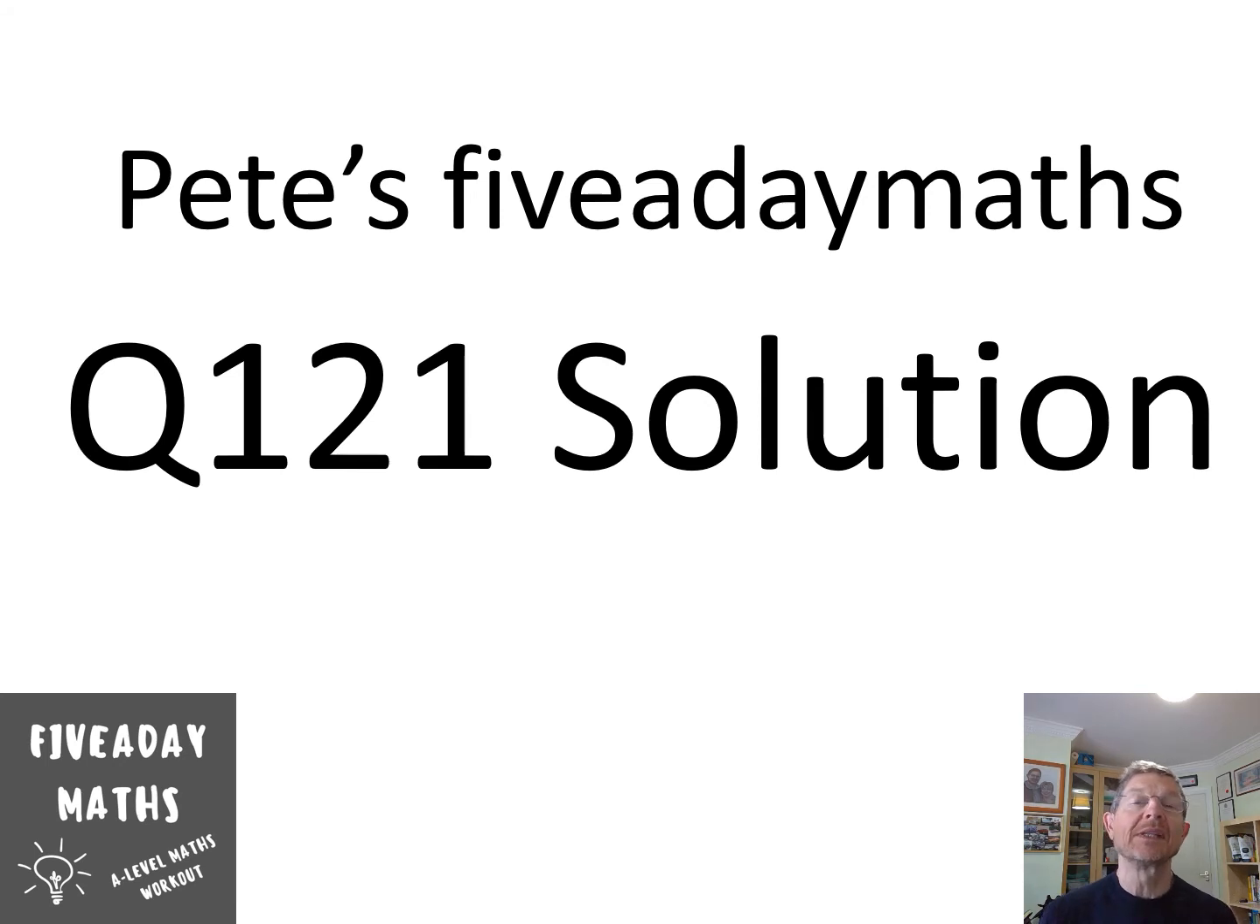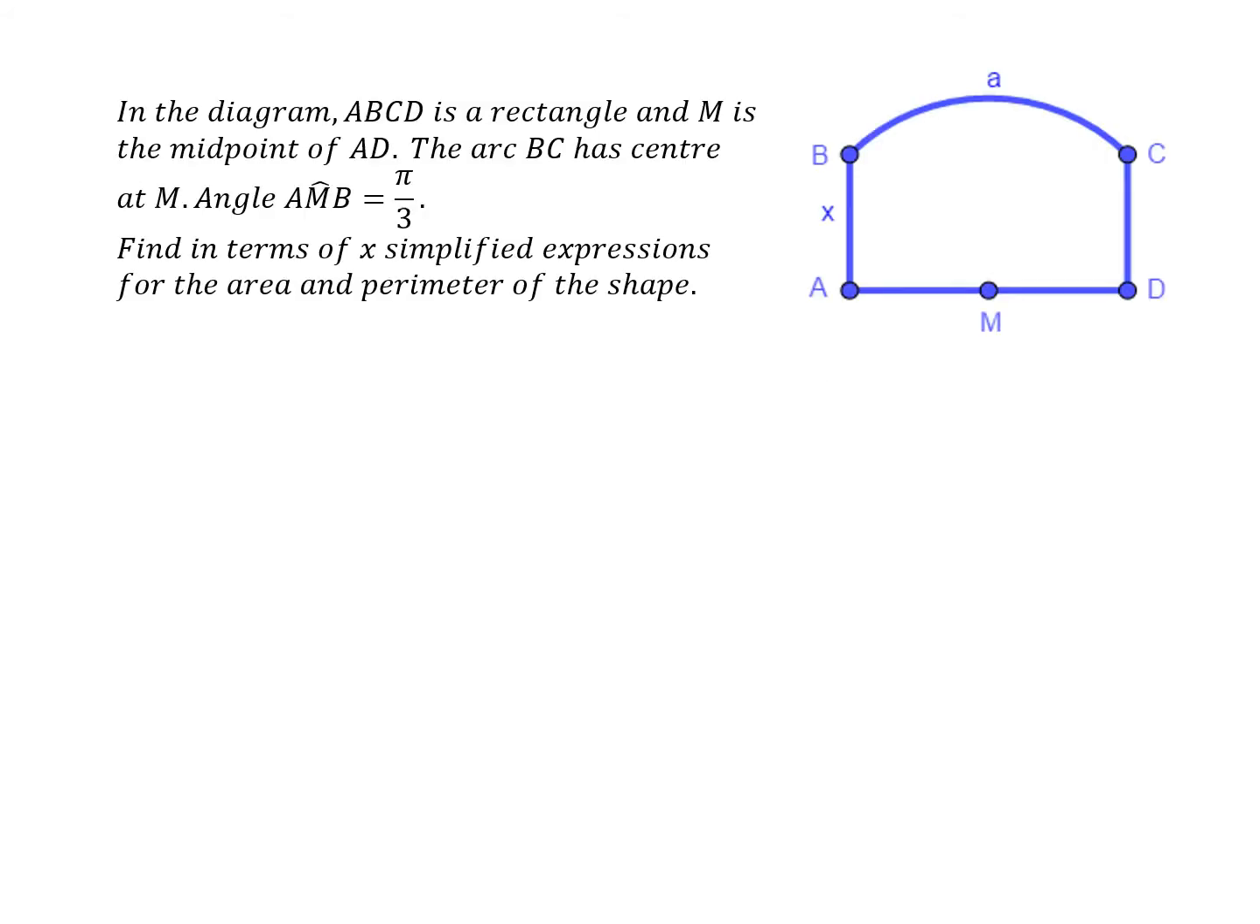So, a question on radians and the area and perimeter of the shape. Let's see how we get on with this. Here's our shape, and I'm going to take the approach of splitting it up in a certain way. There are two different ways of splitting the shape up. I'm going to split it up like this.